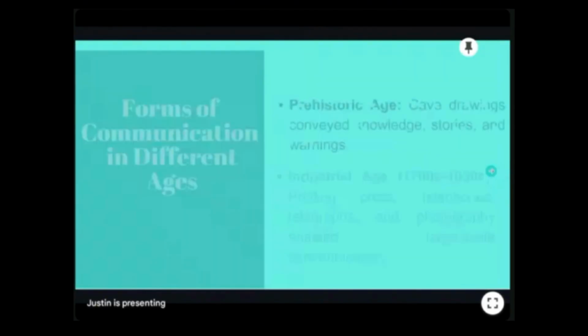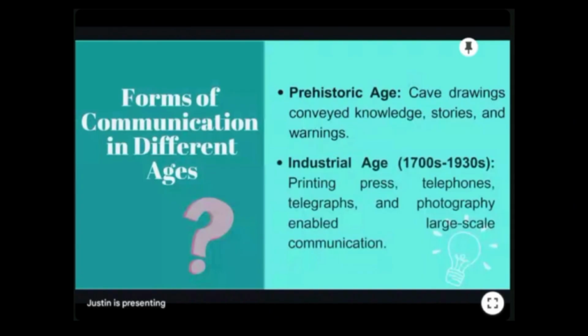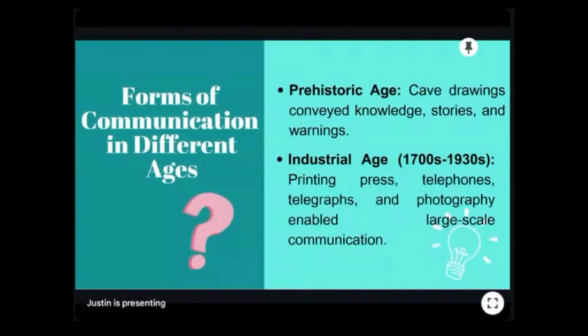Next are the forms of communication in different ages. First is the prehistoric age. The prehistoric forms of communication were the ways early humans shared messages before writing was invented. These involved cave drawings, which conveyed knowledge, stories, and warnings. These simple methods helped early people share information and survive together.